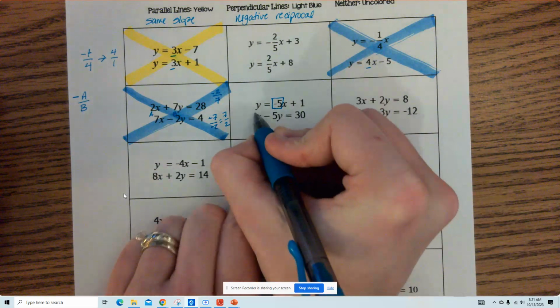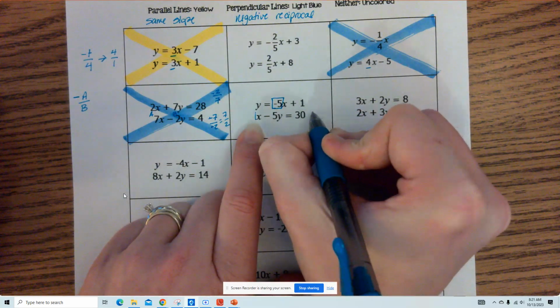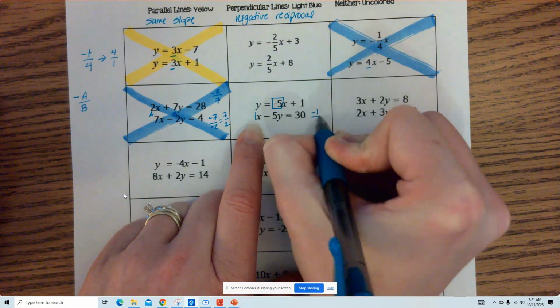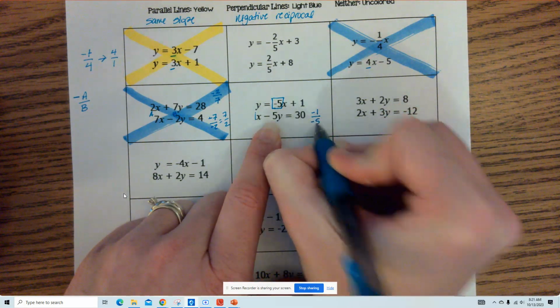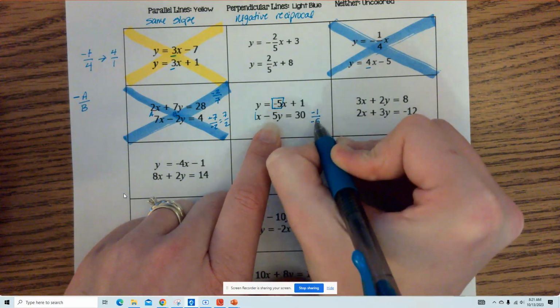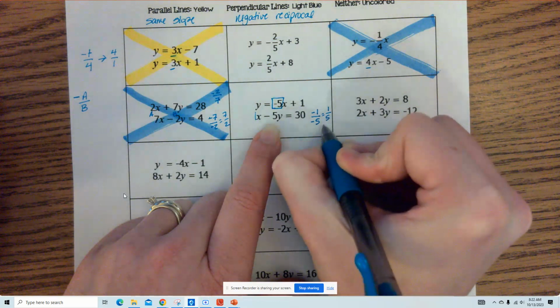Remember, there's a hidden 1 there. So that would be negative a, so negative 1 over b. B is a negative 5. So negative 1 over negative 5 is just 1/5.